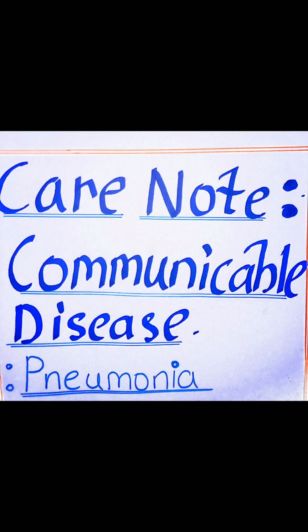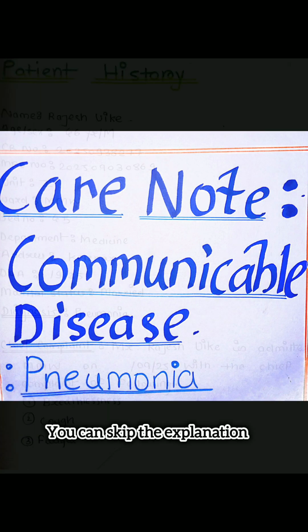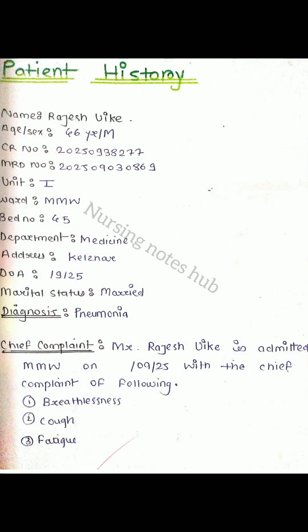So welcome everyone. Today we will be seeing a care note on the communicable disease, pneumonia. First concern is patient history, in which we have to write the patient identification, like name of the patient, age of the patient, CR number, MRD number, which is available on the file of the patient, the unit, the ward in which the patient is admitted, bed number, the department.